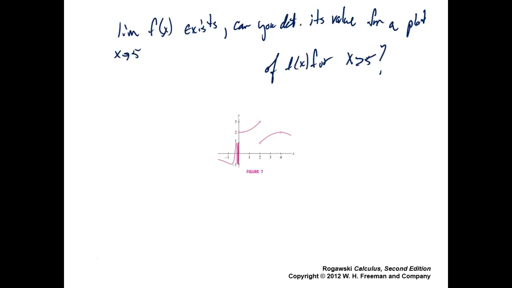If you already know it exists, you just don't know its value. If all you have is one side or the other, it's got to be the same on the other side, if that limit exists. Because if it was different on the other side, the limit wouldn't exist. So that one is a yes.